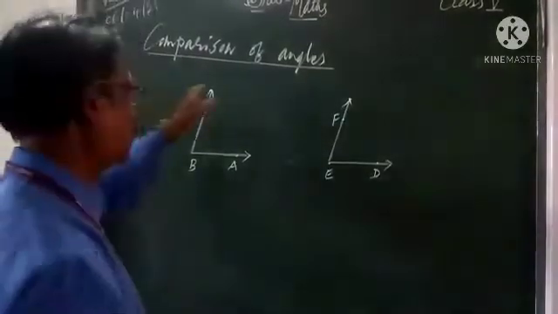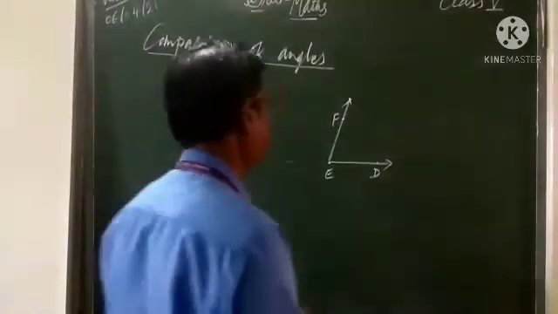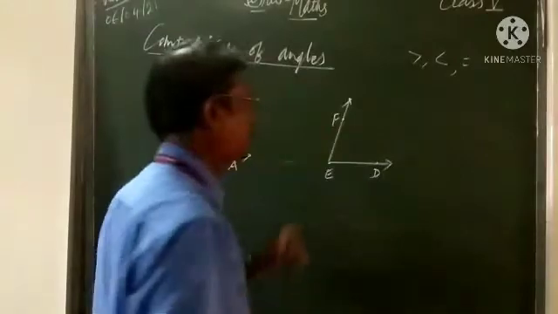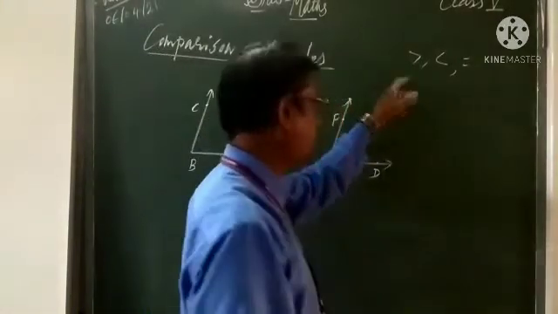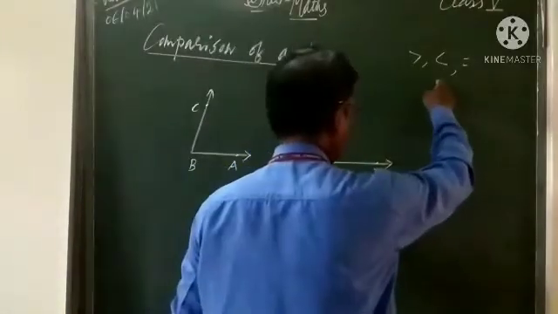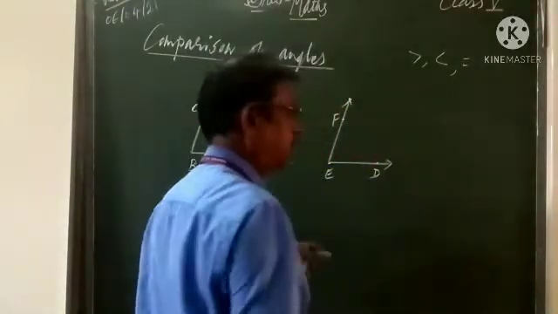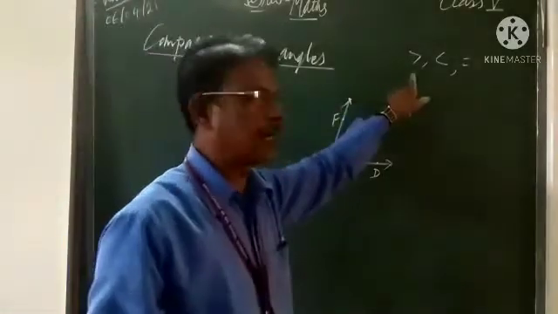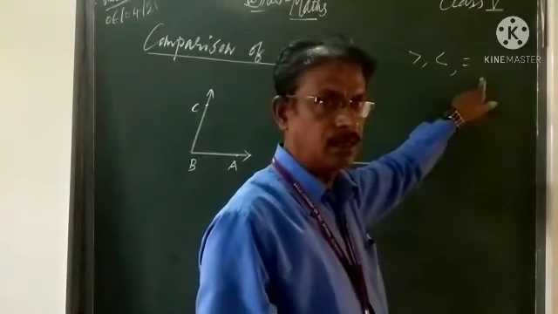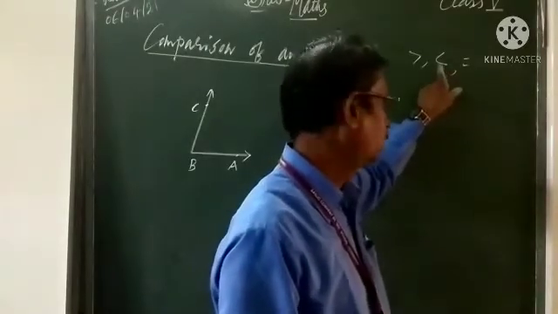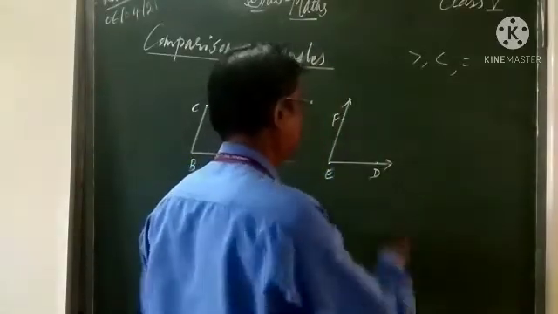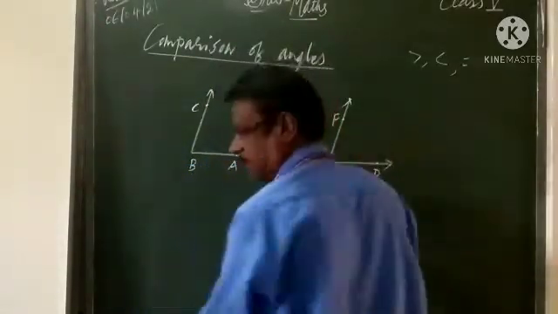Now we have to study comparison of angles. Comparison means how to compare. Three possibilities are there: greater than, less than, or equal to. Two angle values are given, and we have to compare them. If the first angle value is greater than the second angle value, then we put the greater than sign. If the first angle value is smaller than the second angle, then we put less than. If both angle values are the same, then we have to put what? Equal to.